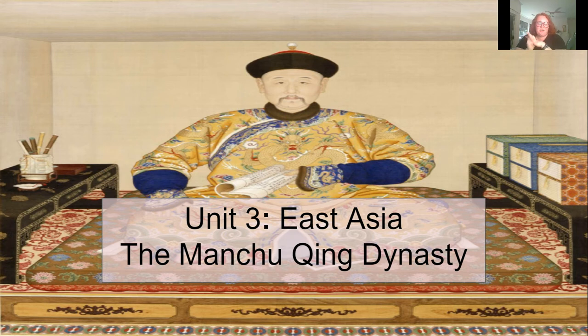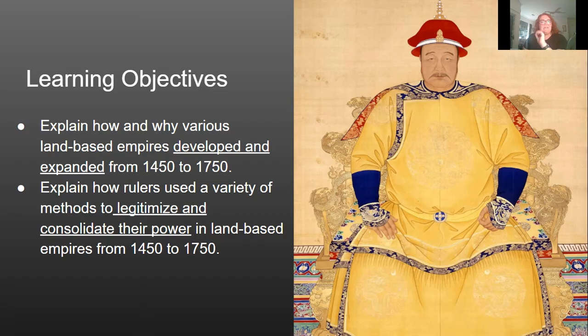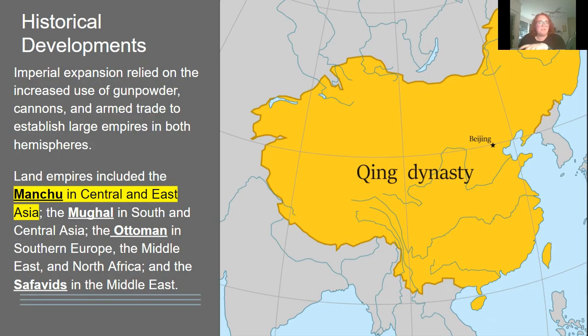So this unit is called Land-based Empires. So this is where we really get to talk about the development of the empires, including the gunpowder empires, which will be in the next video. So in this one, what we are going to do is look at the Manchu dynasty. It's made up of the Qing and also the Ming dynasty.